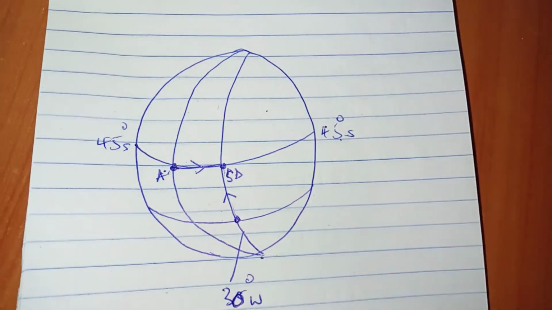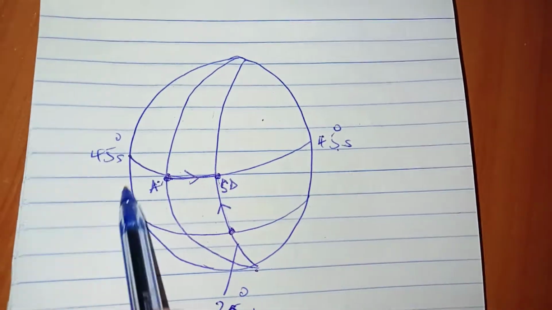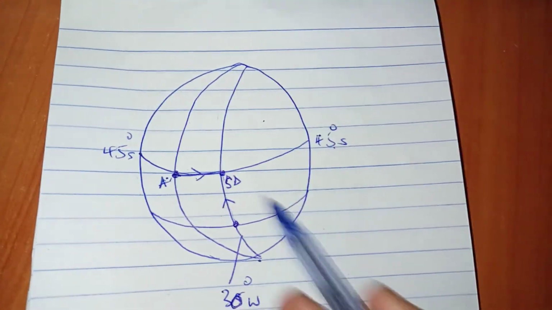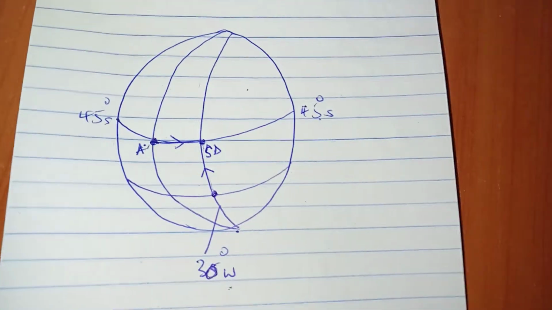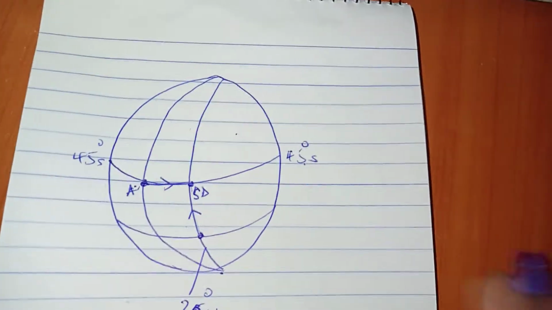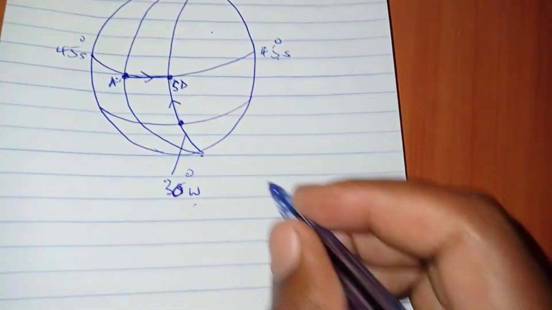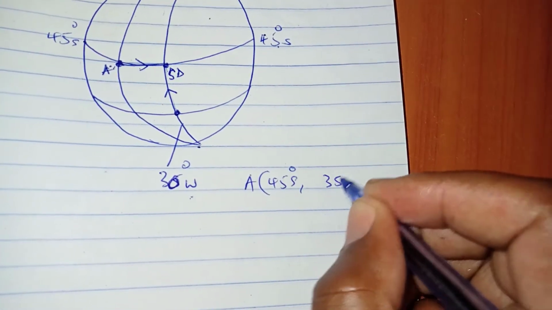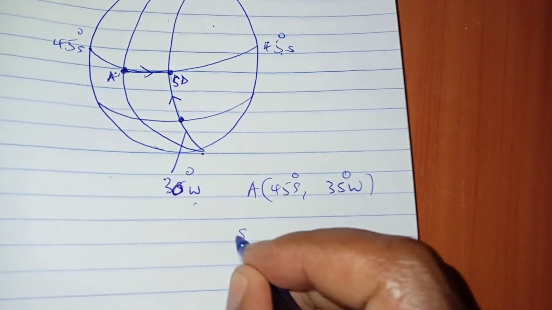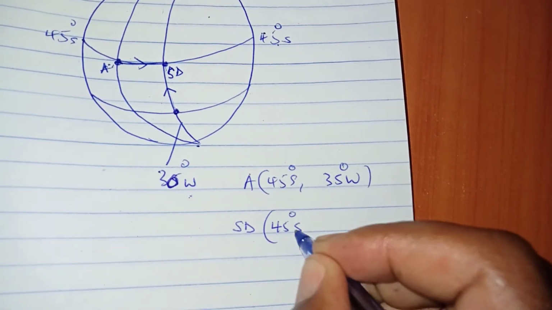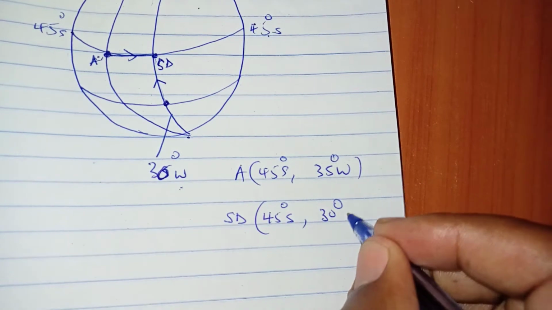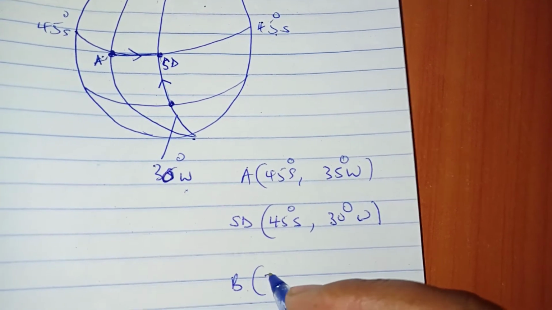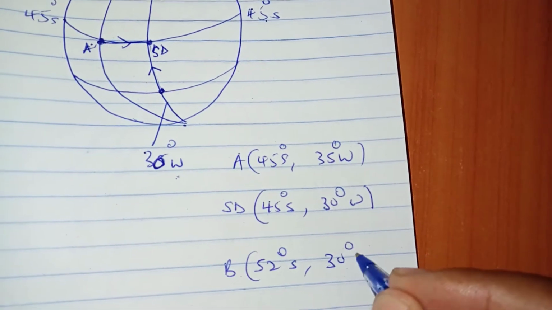So we have two distances here: the distance along the great circle and the distance along the parallel of latitude. That's the geometric intuition that we are made to have when we extract that information from that question. So that being said and done, we will need to write that information right here so that we can get started. So we know A is 45 degrees south and 35 degrees west. The ship that is in distress is 45 degrees south, same latitude as A, but 30 degrees west. The other ship, which is south of the ship in distress, is 52 degrees south and 30 degrees west.